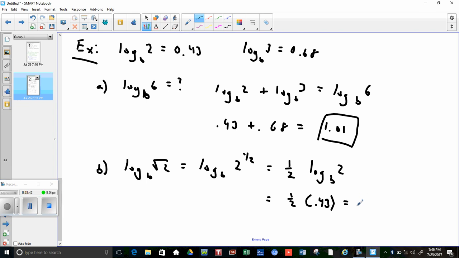1/2 of 0.43 is, there we go, 0.215. So again, you just have to kind of use some of the properties to figure out what you have given these values up here, and it could give you other things that you might have to figure out as well. All right, that is section 12.6.